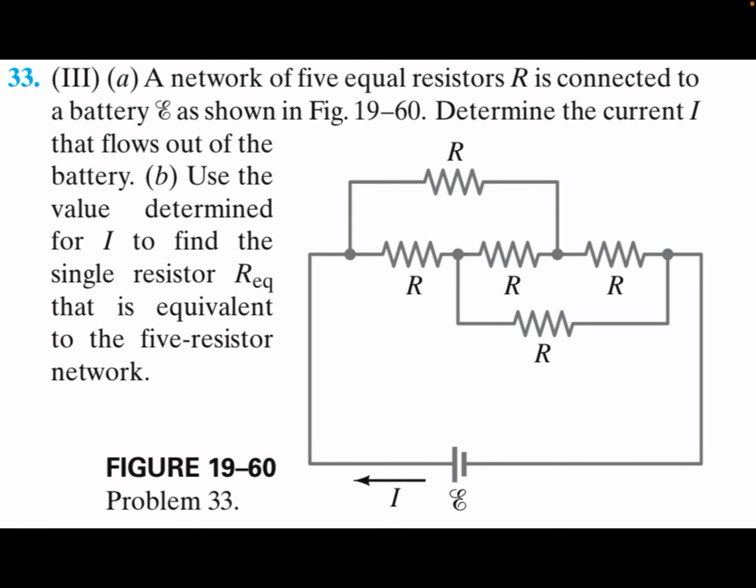A network of 5 equal resistors R is connected to a battery E as shown in figure 19.60. Determine the current I that flows out of the battery. For part B, use the value determined for I to find the single resistor Req that is equivalent to the 5 resistor network.